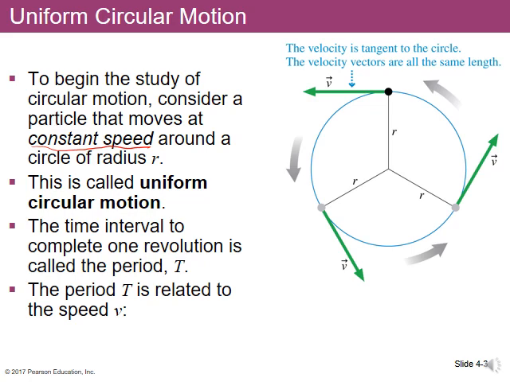The period is obviously related to the speed. Right? The faster an object goes, the smaller the period will be. It's going to take less time to get around. But it's also related to the radius. So the smaller the radius is, the smaller the period will be. So it's directly related to that, but it's inversely related to the speed.